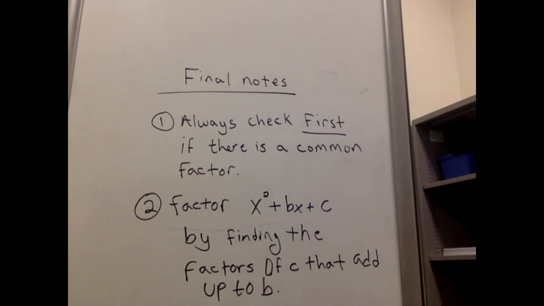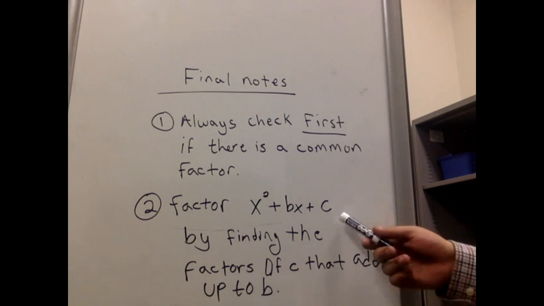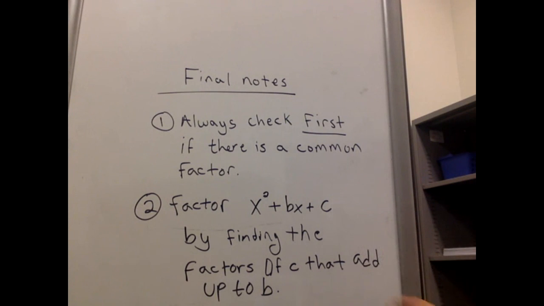Finally, let's go over some of the final notes here from this section. You always want to first check to see if there's any common factor that you can take out of the polynomial. Think about our last example. We were able to factor out 3x, and then we were able to do the factoring in this form. Once you get it to this form, final note 2 is, the way you do this is that you find the factors of C, those two numbers need to add up to give you B. If you understand these two concepts, you'll be able to do any problems in this section.